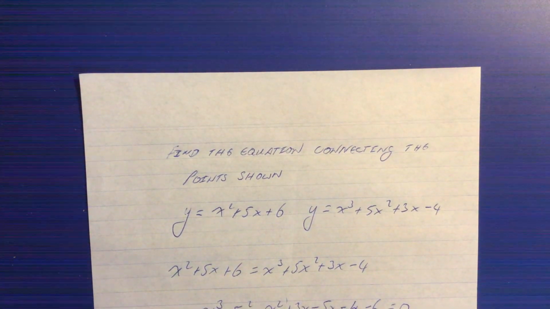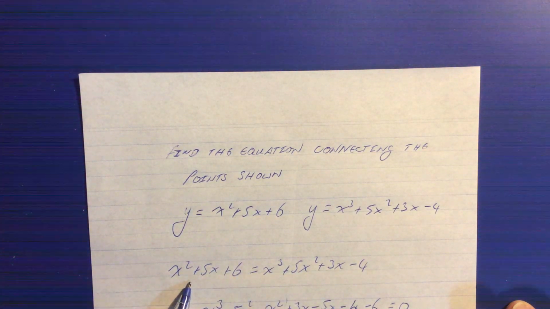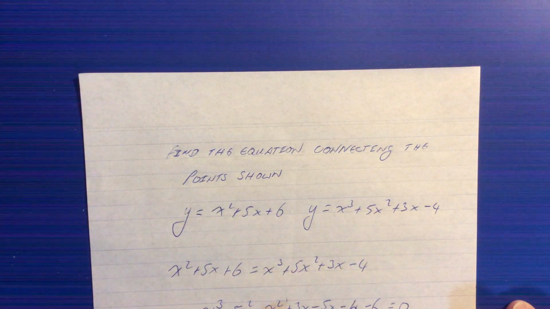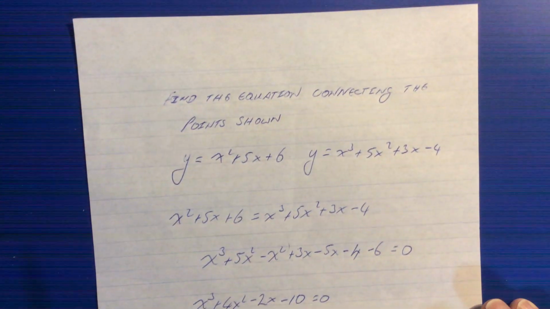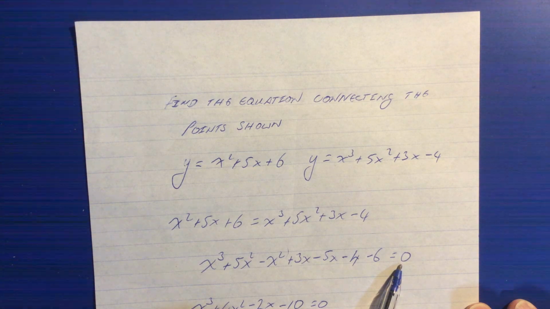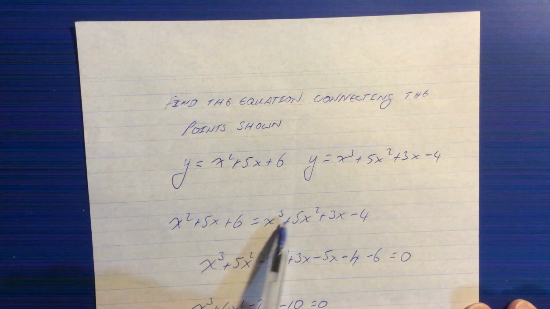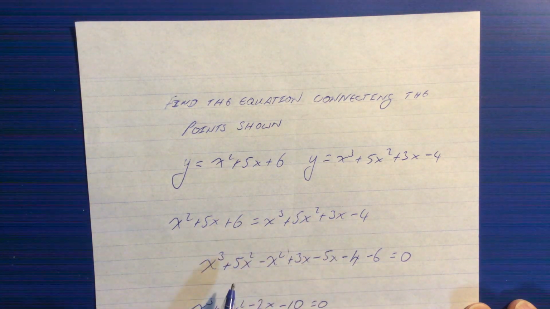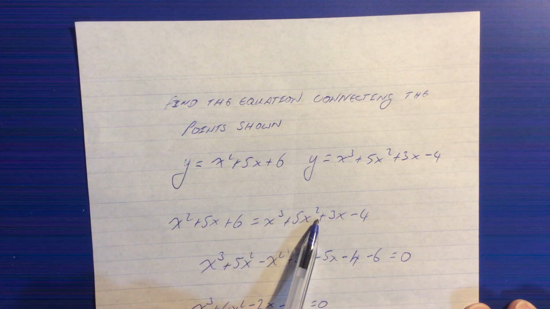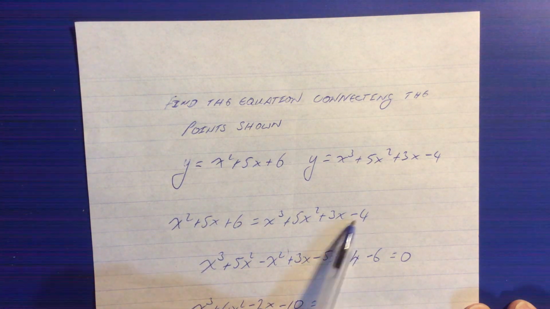What it involves, first of all, is finding the point at which these two equations are equal, which means that we make this equal this. When we do that, we are able to put them together and find out where they equal 0. In this line here, I've grouped everything together in order of magnitude: x cubed plus 5x squared minus x squared plus 3x minus 5x minus 4 minus 6.